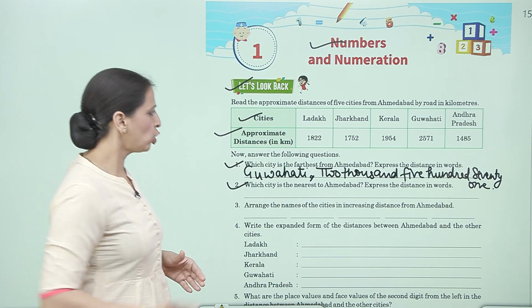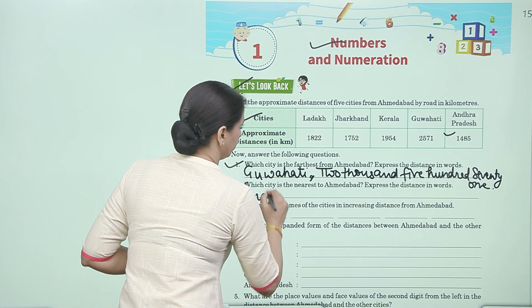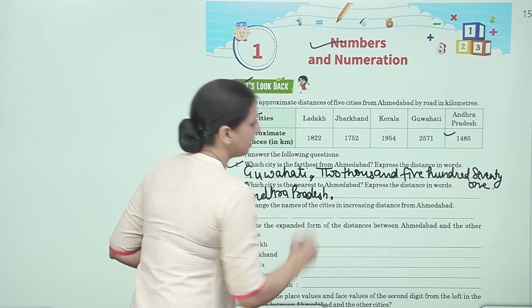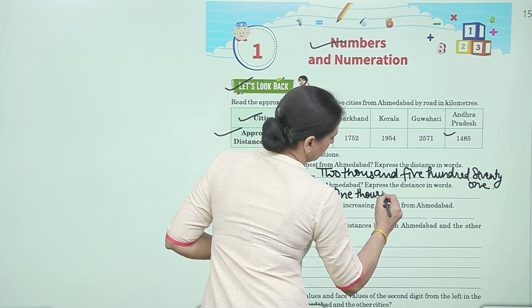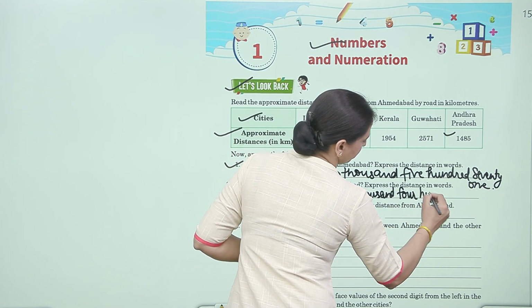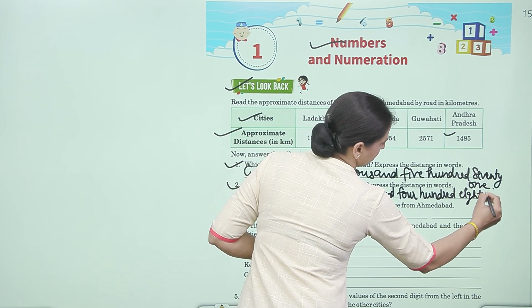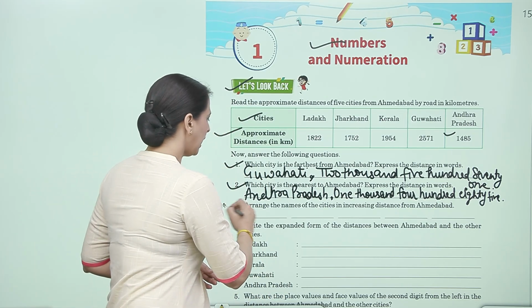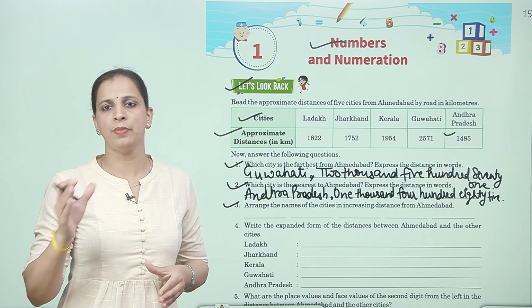Which is nearest? The one with the least distance, that is Andhra Pradesh. And the distance is 1485. Now next, third, arrange the names of the cities in increasing distances from Ahmedabad.